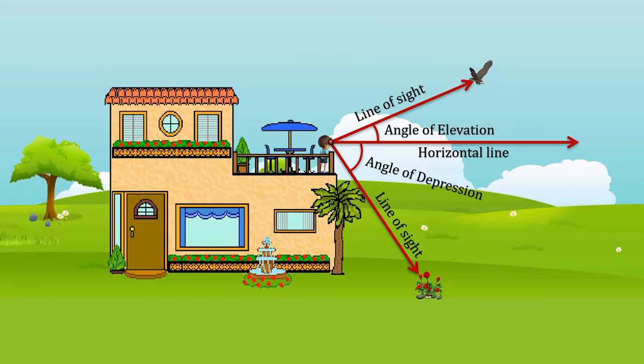Let's quickly summarize everything. Line of sight: the imaginary line joining the eye of the observer to the object being observed. Horizontal line: a line passing through the observer's eye and parallel to the ground. Angle of elevation: the angle formed when the object is above the horizontal line. Angle of depression: the angle formed when the object is below the horizontal line. And that's it. If you remember these 4 concepts clearly, you'll have a strong foundation for solving heights and distances problems using trigonometry. Now, let's move ahead and see how we can use these ideas to solve actual problems.